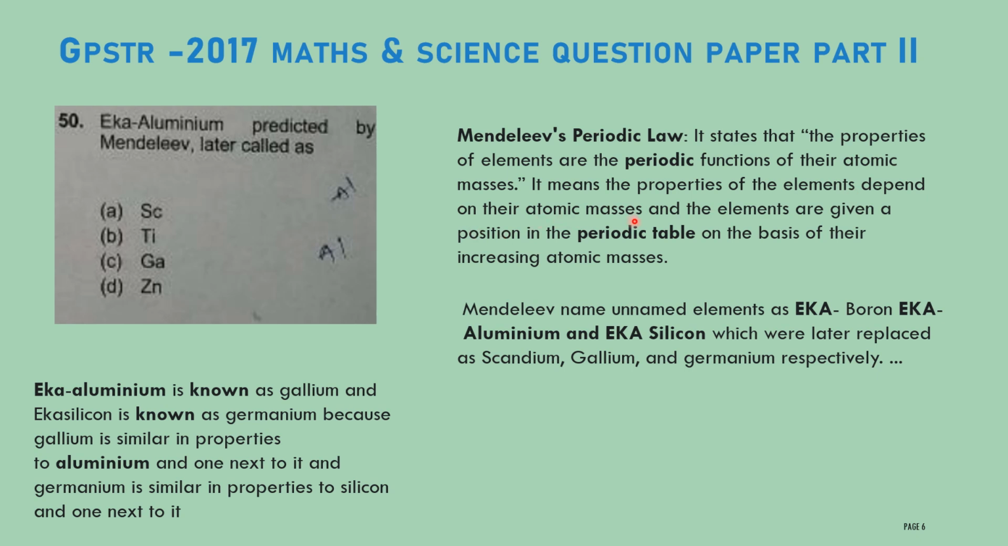He concentrated only on the atomic masses, and the elements were given a position in the periodic table on the basis of their increasing atomic masses. Mendeleev named the unnamed elements Eka boron, Eka aluminium and Eka silicon, which were later replaced by scandium, gallium and germanium respectively. After Mendeleev, many scientists improved the periodic table.